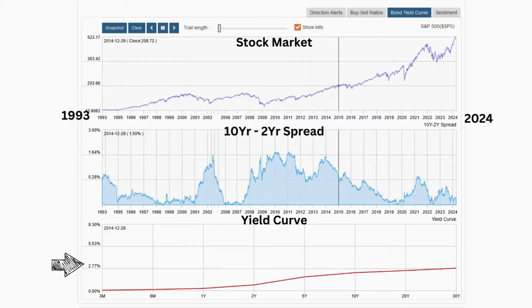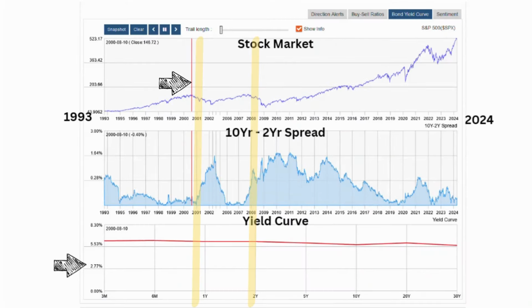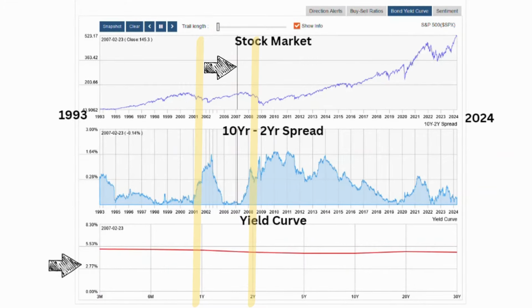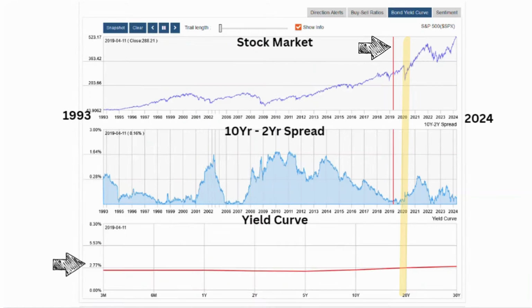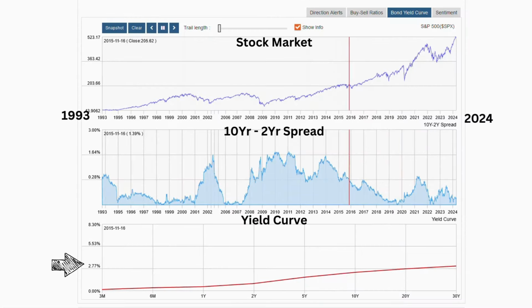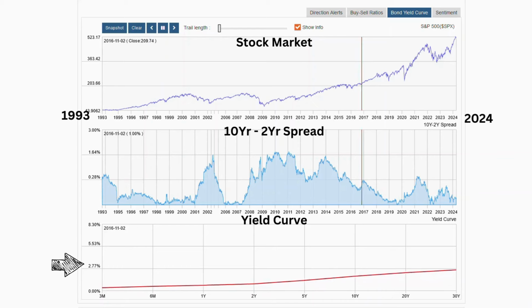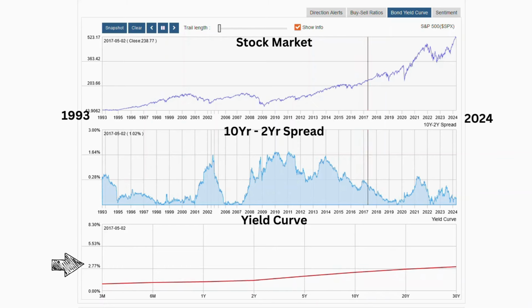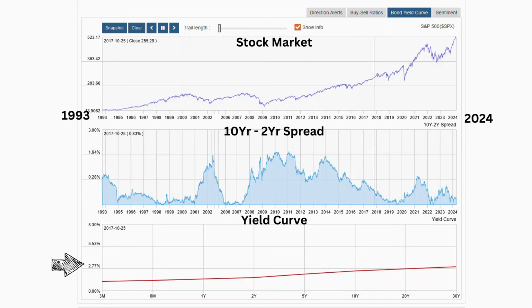a downturn. This was evident in the recessions that began in 2001 and 2007, following inversions in 2000 and 2006, respectively. The inversion in 2019 similarly foreshadowed the 2020 recession, influenced heavily by the COVID-19 pandemic, highlighting the curve's reliability even in unprecedented circumstances. The impact of an inverted yield curve on the stock market can be significant.